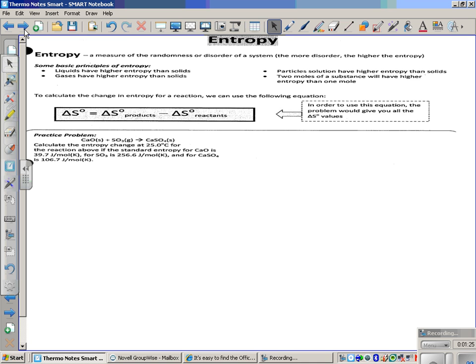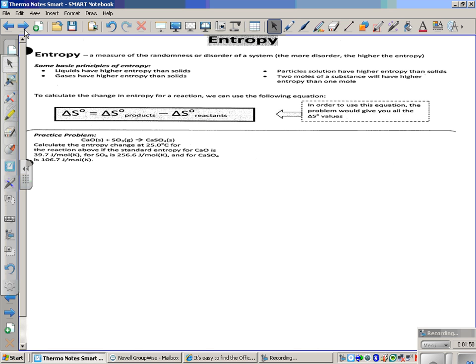Usually the easiest, most straightforward thing you're going to be looking at is the phase of the particle. So if it's going from a solid to a liquid, solids have less movement than liquids. Since it's going to a state with more movement, you're going to have more entropy. Okay, that's essentially what that means.